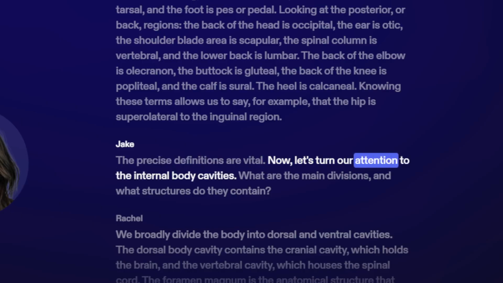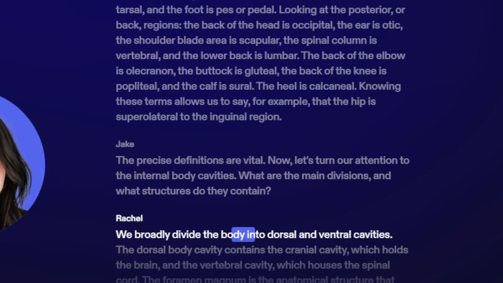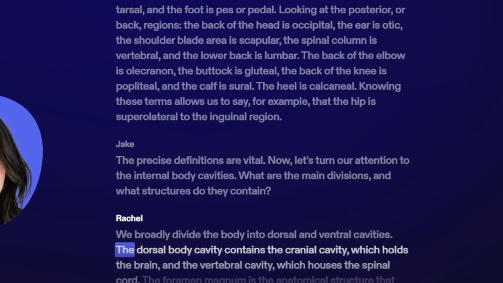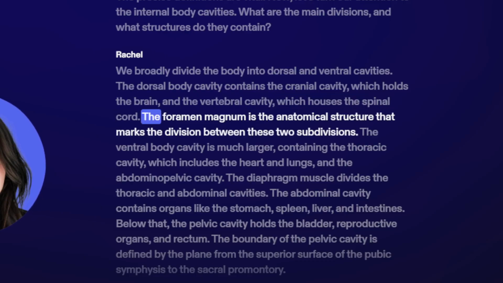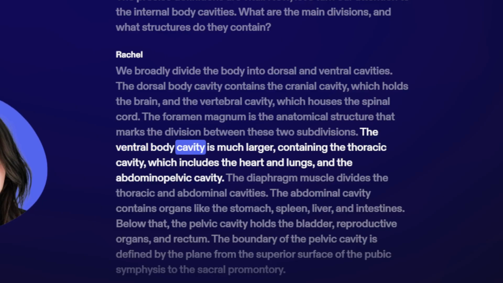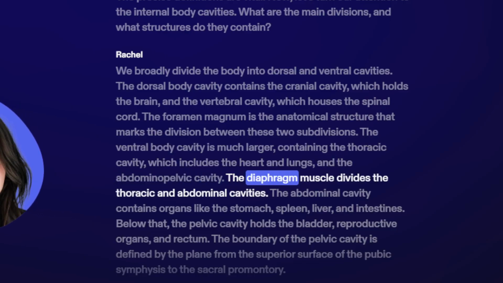Now, let's turn our attention to the internal body cavities. What are the main divisions, and what structures do they contain? We broadly divide the body into dorsal and ventral cavities. The dorsal body cavity contains the cranial cavity, which holds the brain, and the vertebral cavity, which houses the spinal cord. The foramen magnum is the anatomical structure that marks the division between these two subdivisions. The ventral body cavity is much larger, containing the thoracic cavity, which includes the heart and lungs, and the abdominopelvic cavity. The diaphragm muscle divides the thoracic and abdominal cavities.